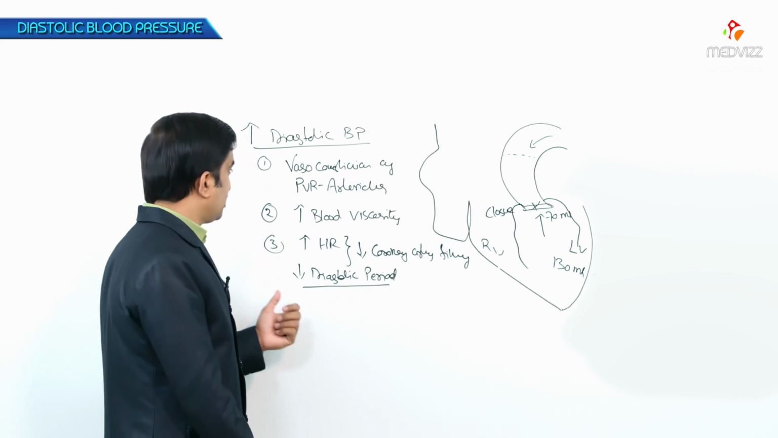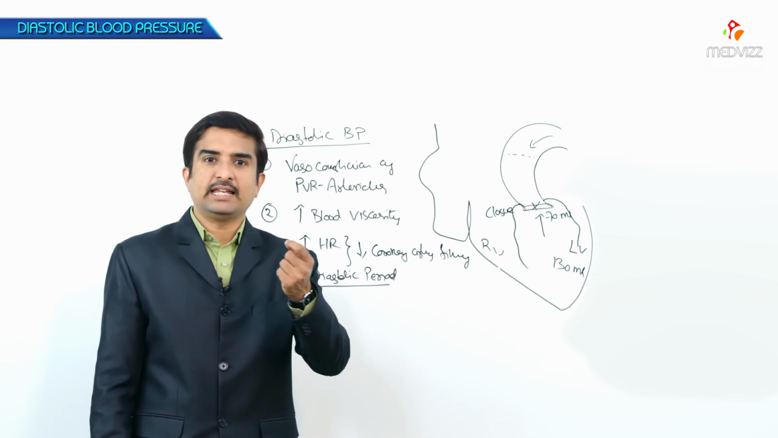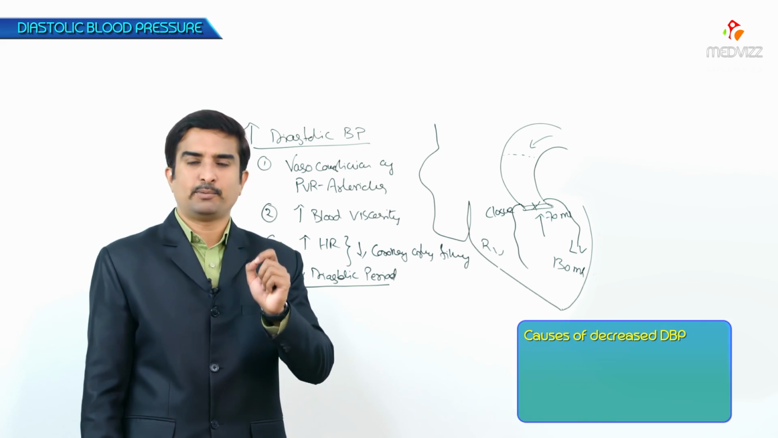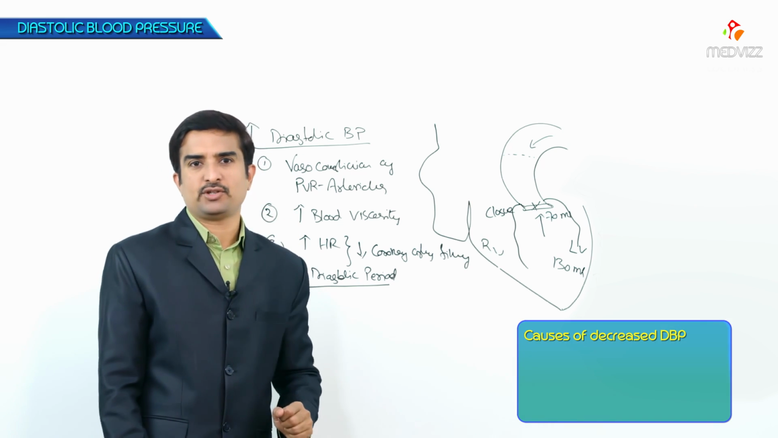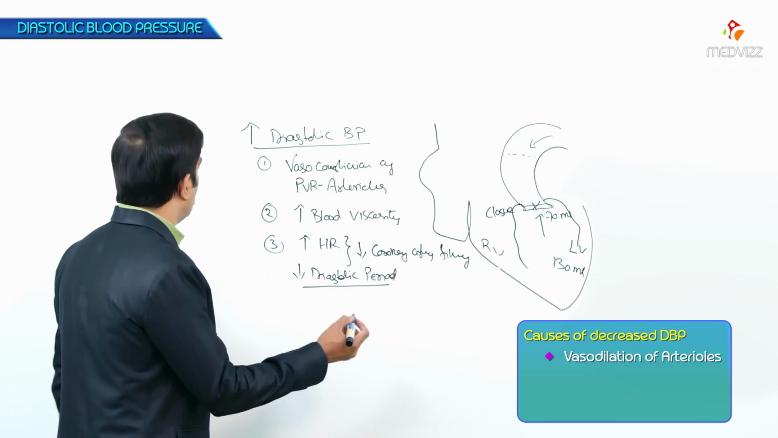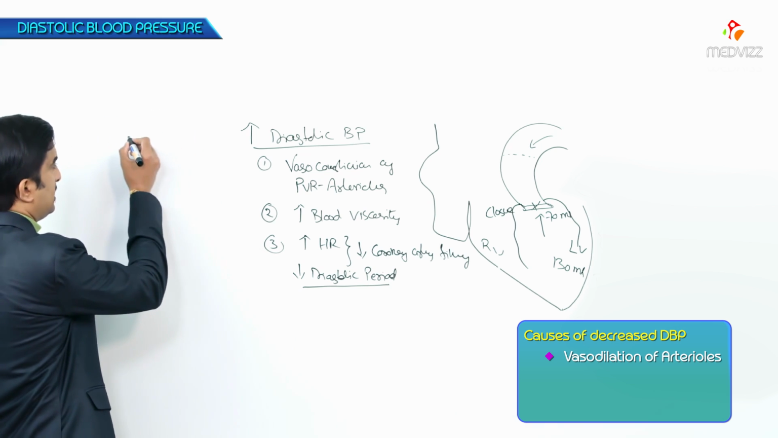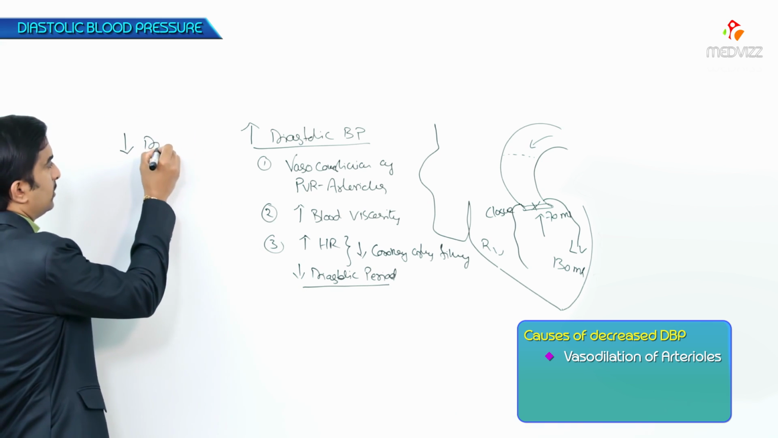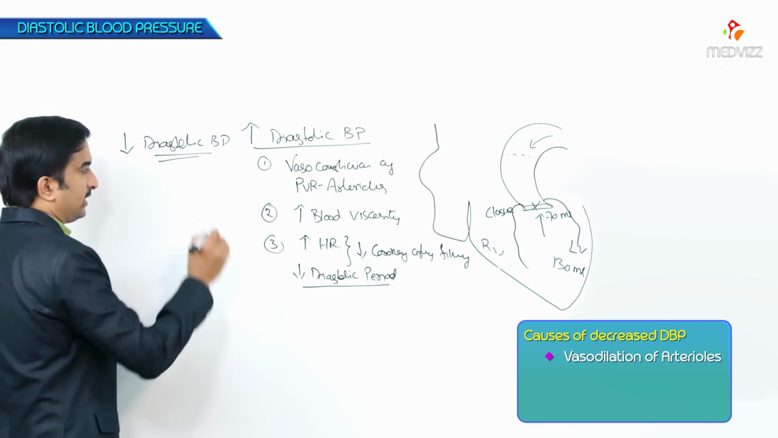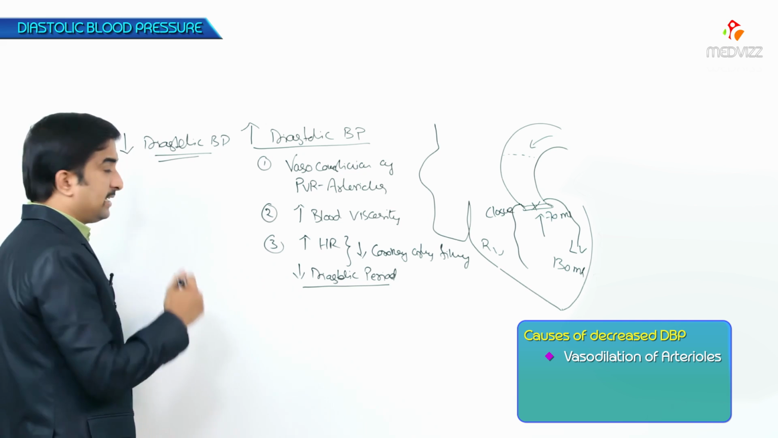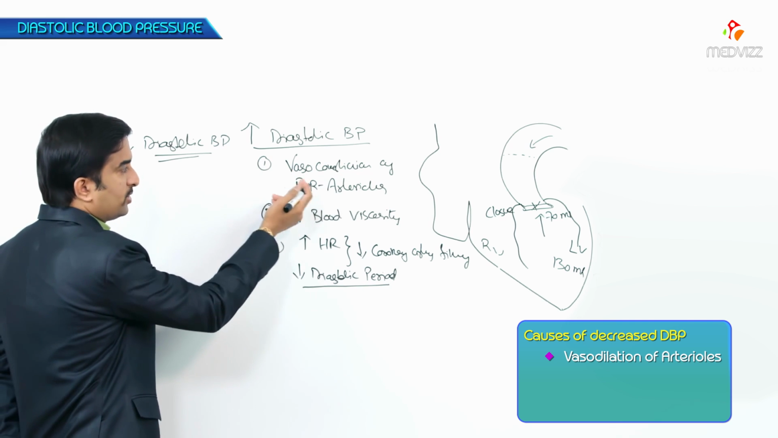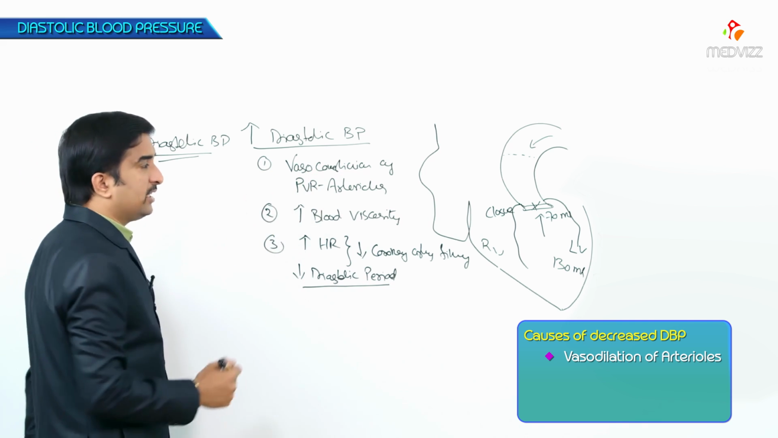So, what are the factors which are responsible for decrease in the diastolic BP? First is the vasodilation of the PVR arterioles. So, here let me write: decrease in the diastolic blood pressure. What are the factors which are responsible for decrease in the diastolic blood pressure? First one is vasodilation, because it is exactly opposite to the increase in the diastolic BP.